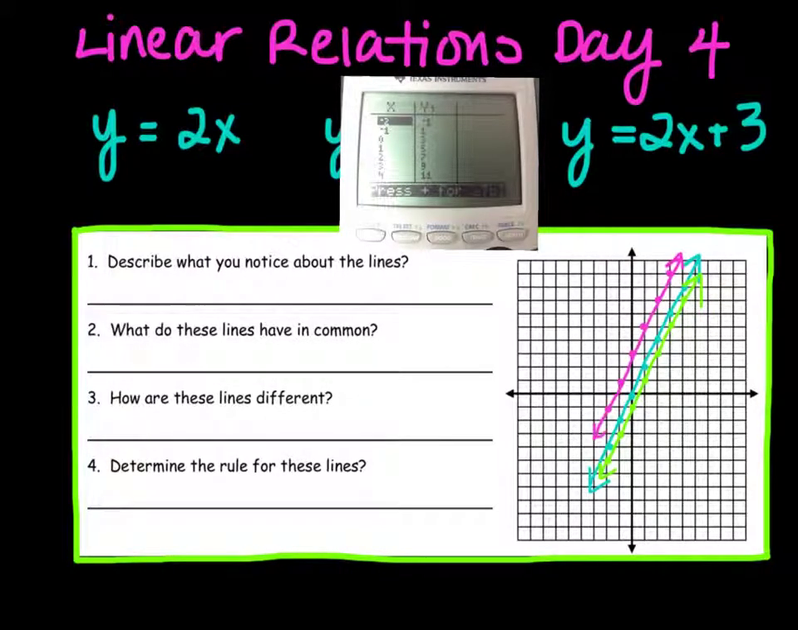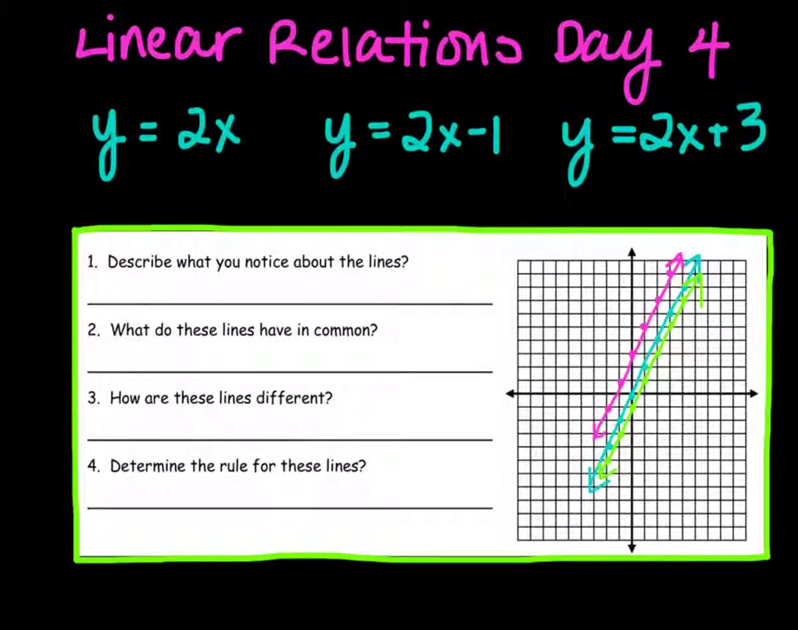Now, the most important thing in determining the relationship between these three lines is looking to see what types of lines they are. And since they're side by side, they line up right next to each other, we call these parallel lines. So when it says to describe what you notice about the lines, I want you to tell me that they are parallel lines.